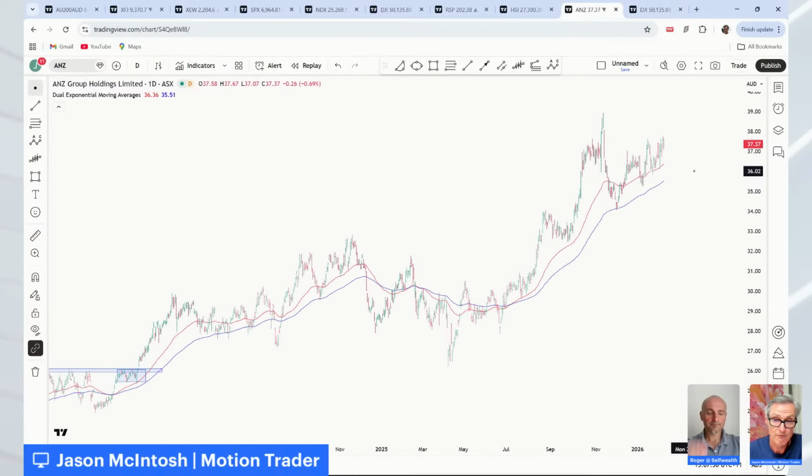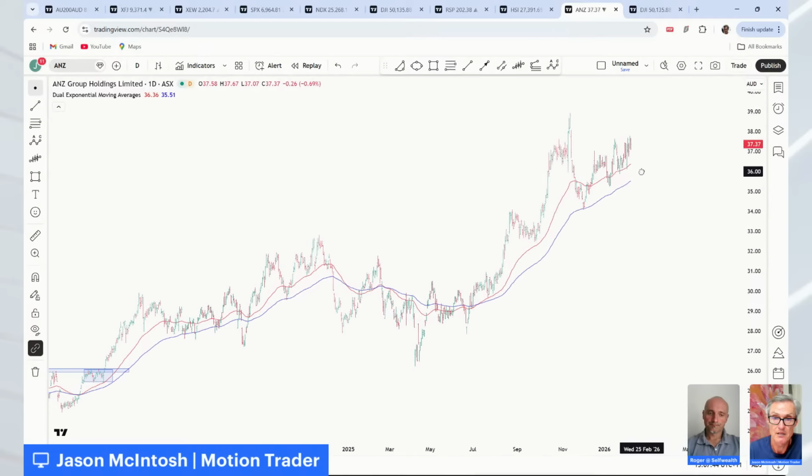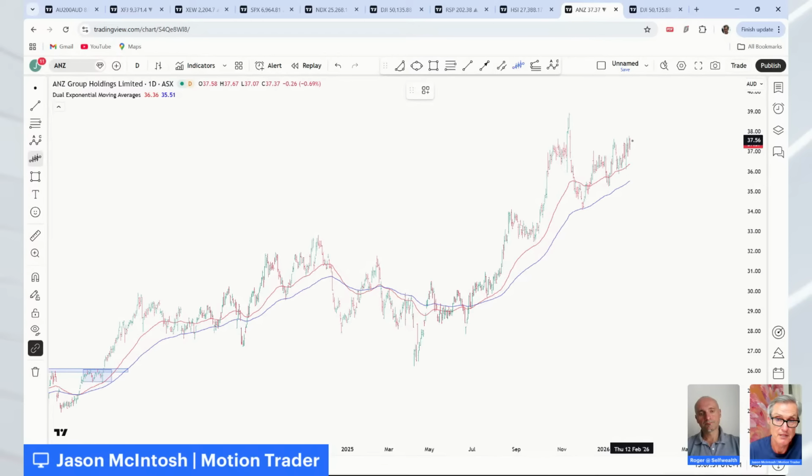Yeah, firstly, the upward trend remains in place. ANZ's held above its 100-day moving average since back down here in June last year. So the trend remains in place. It's below its previous high, so it's possible that there's more of a range coming, and that it could come back down and spend some more time ranging before breaking higher. That's a possibility.